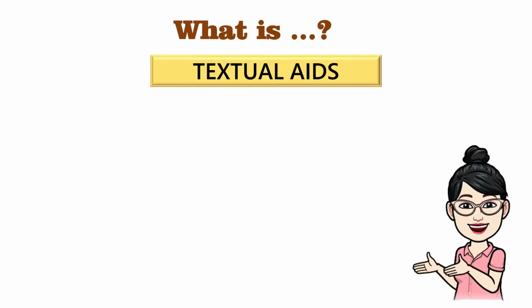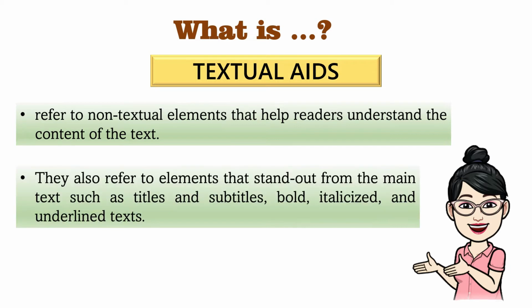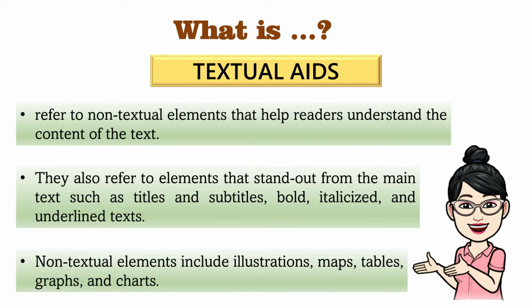What is textual aid? Textual aids refer to non-textual elements that help readers understand the content of the text. They also refer to elements that stand out from the main text, such as titles and subtitles, bold, italicized, and underlined texts. Non-textual elements include illustrations, maps, tables, graphs, and charts.